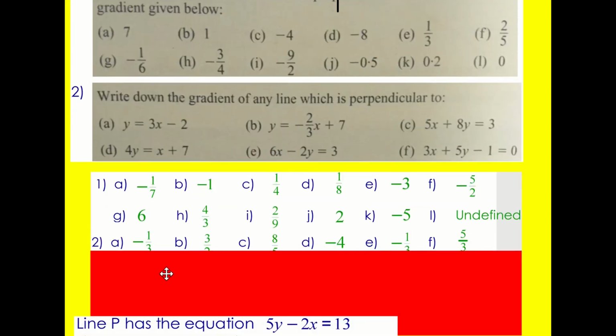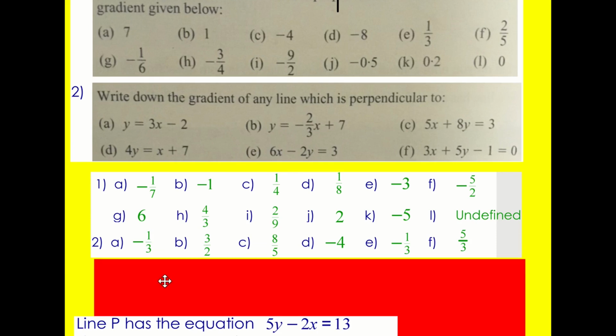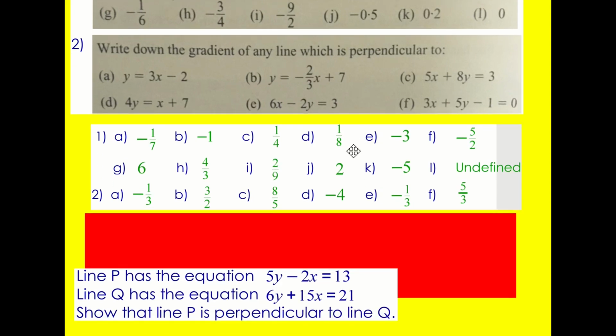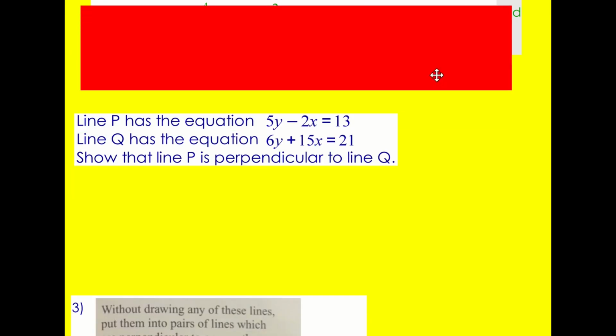And then for question 2, write down the gradient of any line which is perpendicular to this. This is again back to rearranging equations. It's just that this time you work out the gradient of this line and then you take the negative reciprocal. Okay, on to questions that are of a similar nature to previous, but now we're not being asked whether lines are parallel or to show they're parallel. We've got this other kind of similar question, show that they're perpendicular. Have a go.